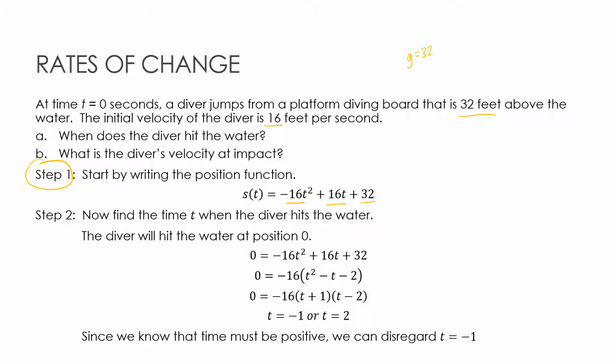Now what I want to know is when will the diver hit the water? So you have to ask yourself, do I need to find the derivative to determine this? Well, the derivative of the position function is velocity. Are they asking about velocity? Not on this question. This question says, when does the diver hit the water? So this is just algebra. The diver hits the water at position 0. So let's set my position function equal to 0 and solve.